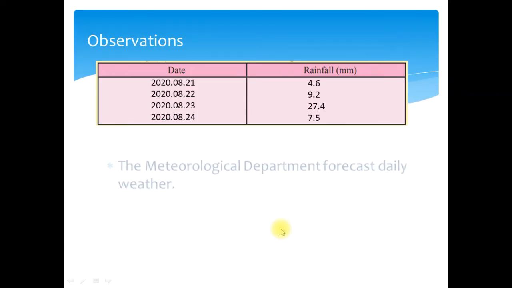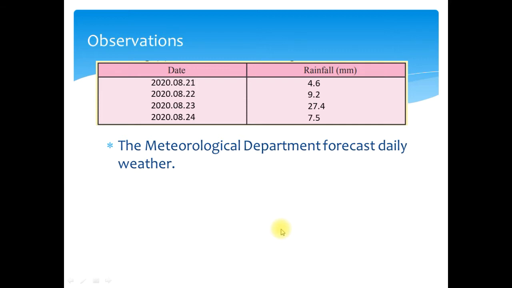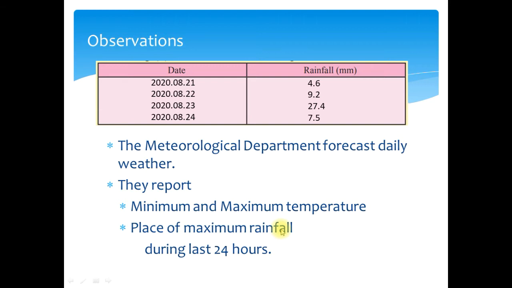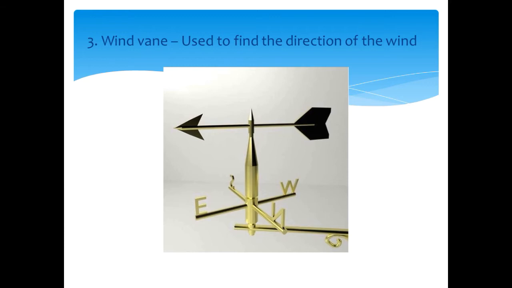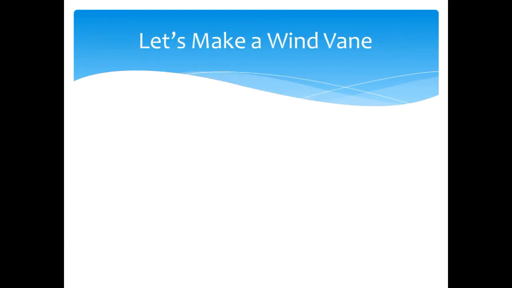In our country, the meteorological department forecasts daily weather. They report minimum and maximum temperature, and the place of maximum rainfall during the last 24 hours. Wind vane. A wind vane is used to find the direction of the wind. This picture shows a wind vane. Let's make a simple wind vane.